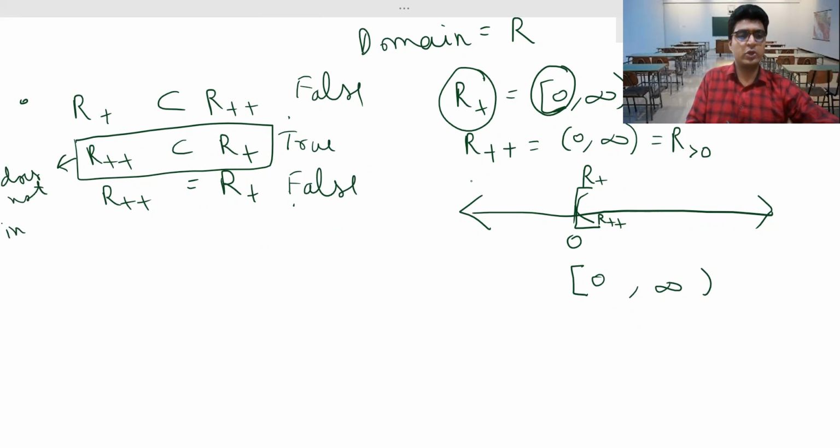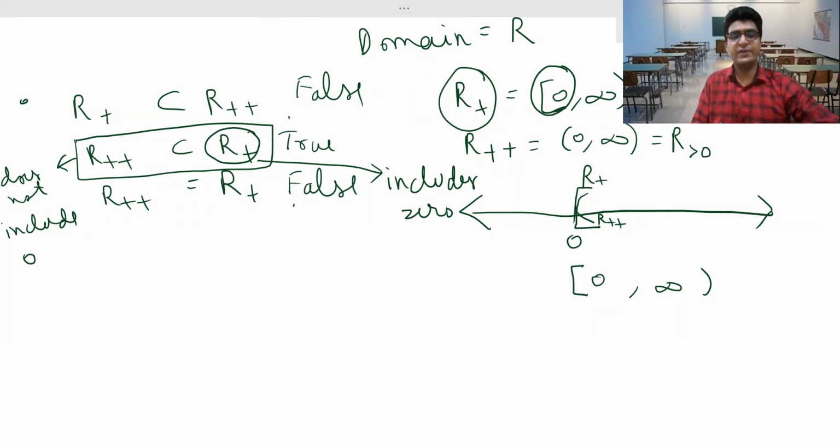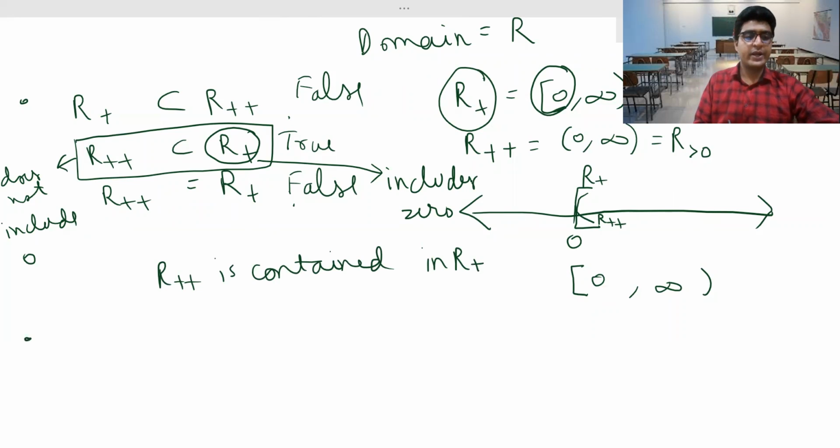R plus plus does not include 0 and everything else is the same. R plus includes 0 and everything else is the same, which makes it a bigger set. So R plus has all the elements of R plus plus, but R plus plus does not have 0, which R plus has. That makes R plus a bigger set. So basically R plus plus is contained in R plus. All right, moving on.